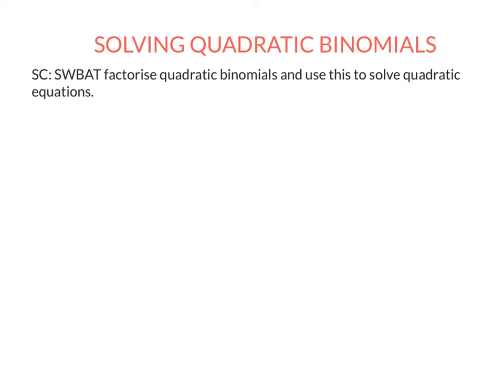Thank you so much for tuning into this video in which we'll look at factorizing and solving quadratic binomials. So what am I talking about? Well, a quadratic equation always has an x squared term. A binomial means that it has two terms. So we might be solving something like x squared plus 6x is equal to 0. This is a quadratic equation, and it's a binomial, as I said, because there are two terms.